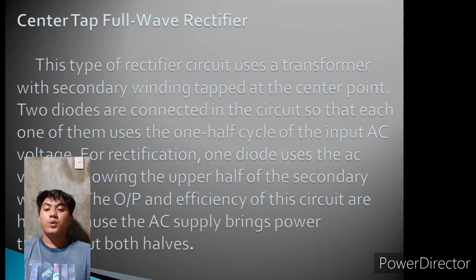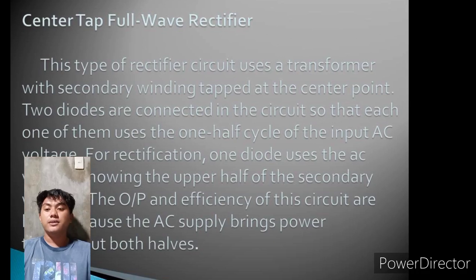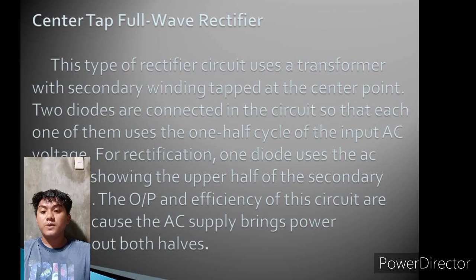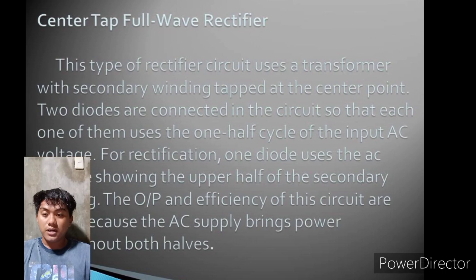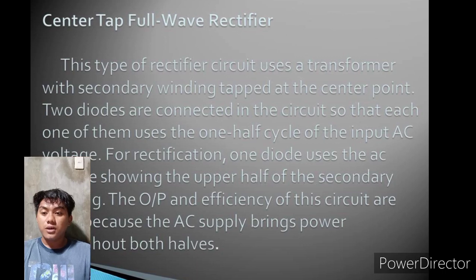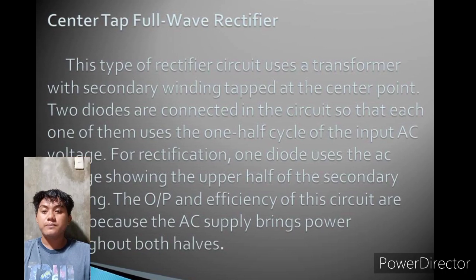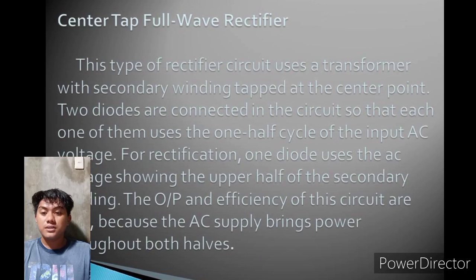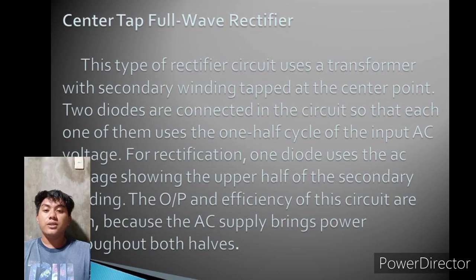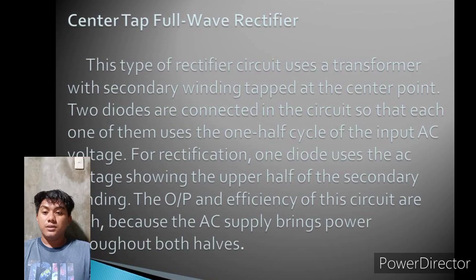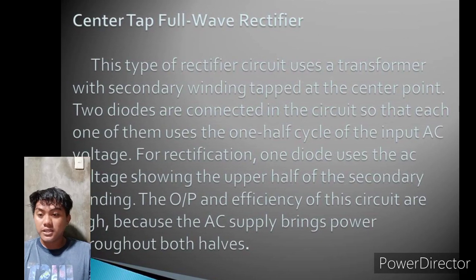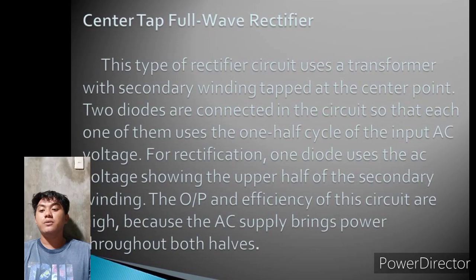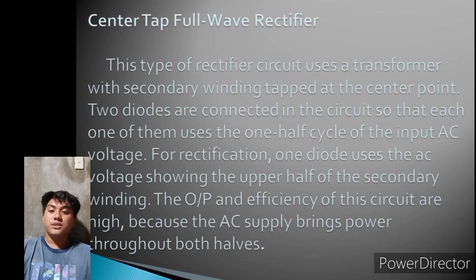Center tap full wave rectifier. This type of rectifier circuit used in the transformer uses a secondary winding with a tap at the center point. Two diodes are connected alternately. One of them conducts on one half cycle of the input AC voltage for rectifying, and the other conducts on the other half, using the upper half of the secondary winding. The output is higher because the AC supply brings power through both halves.